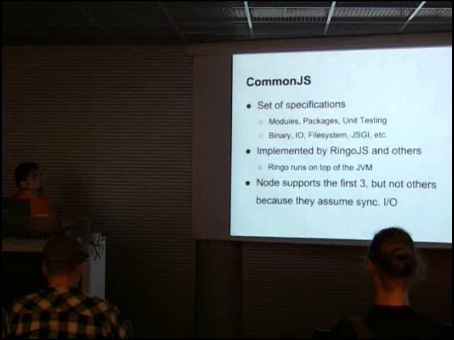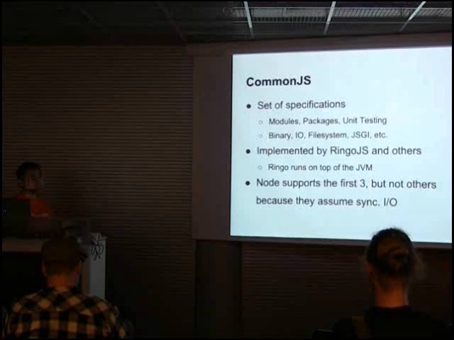Right. So there's a thing called CommonJS, which I'll just briefly talk about. It's just a set of specifications, and it defines module packages and even testing. On top of that, it does useful stuff like binary, rather than JavaScript only having strings and numbers, which is not very helpful. So it's binary, I/O, file systems, and even the request-response sort of JSGI stuff.